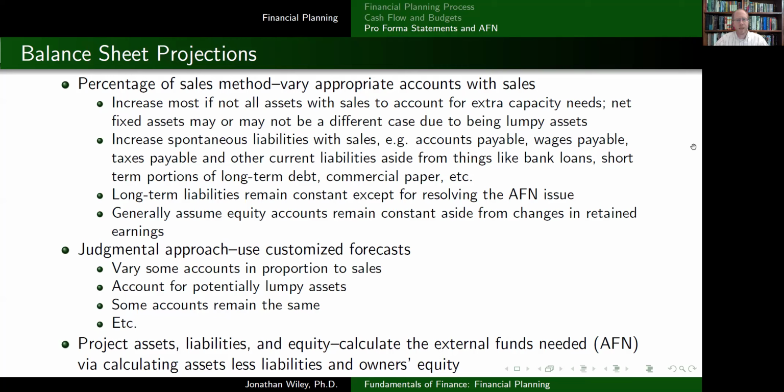Also, when I look at my equity accounts, well, pretty much my equity accounts, with one exception, just don't automatically change with sales. So if you think about paid-in capital excess of par, those kinds of things, they don't change with sales, right? That was when I issued shares of stock. That's not when I sell my product. Now, the one exception to this is retained earnings. So if you think about it, retained earnings is coming from the income statement, and it's the money from the income statement that I didn't pay out in dividends.